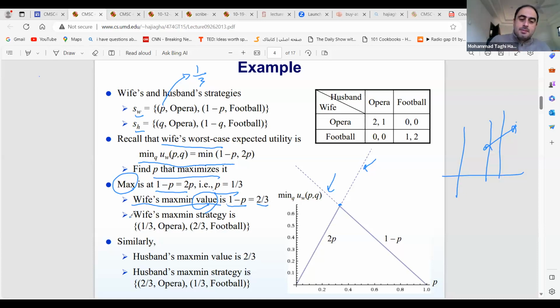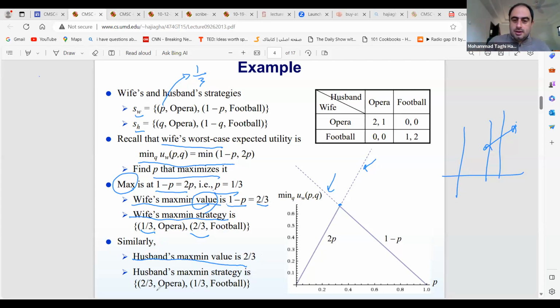What about the wife's maximin strategy? In that case, it would be one-third opera and two-thirds football. You just put p equal to one-third. Similarly, for the husband, you can do all these calculations. The maximin value would be two-thirds for him as well, and the husband's maximin strategy would be two-thirds opera and one-third football.